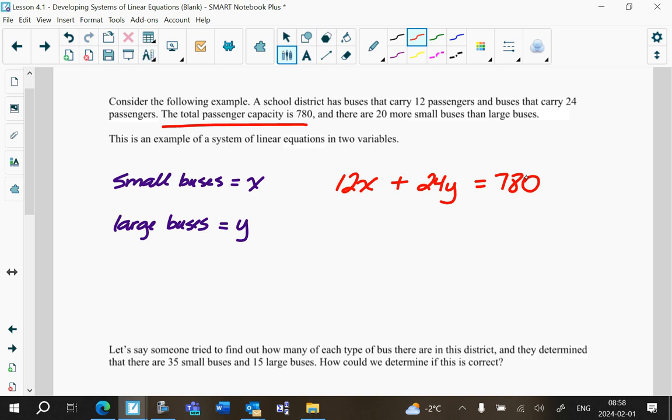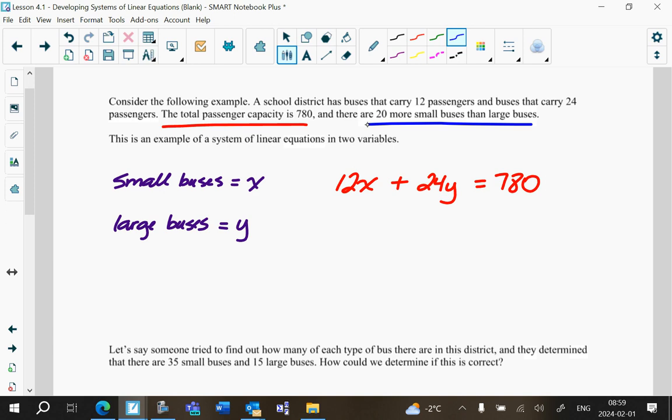The next equation uses this piece of information. There are 20 more small than large. How do I convert that to an equation that uses X and Y? There's actually different answers. Whenever I see this, there are something more than the other, I always write it as a subtraction. Okay? Think of it this way. How many more are there, small or large? Small, right? By how much? 20. So if I take the number of small and subtract the number of large, shouldn't I get 20?